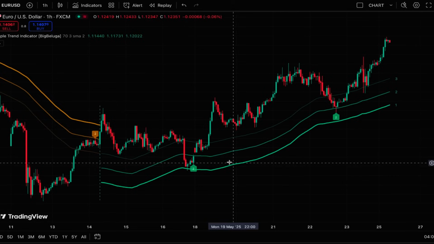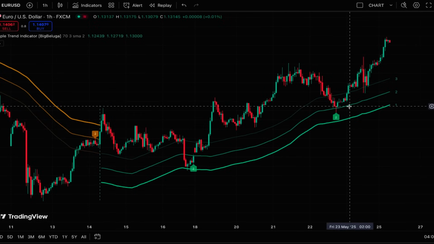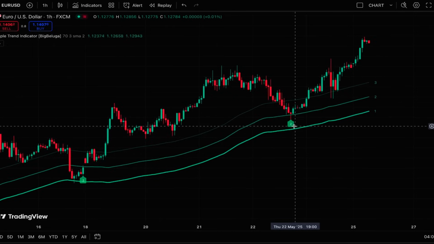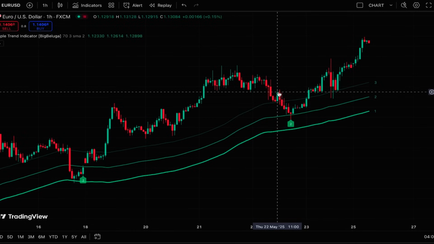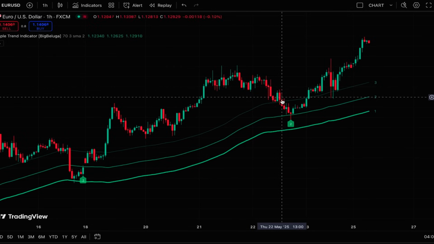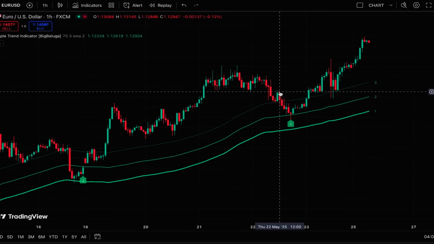For example, here you can see that the price is in an uptrend and here we got a buy signal. When in an uptrend the price goes for a pullback, before that you should find a swing high, which is where the price advanced and then declined. This is a potential resistance level.